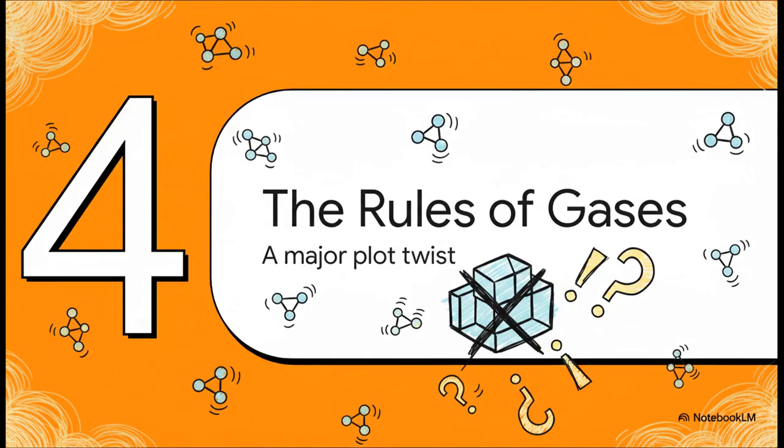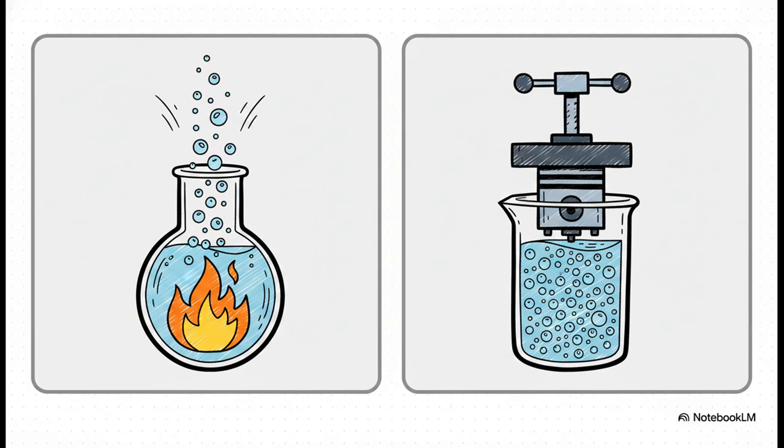Part 4. The rules of gases. Get ready for a major plot twist. So here's the twist. Gases do the exact opposite of solids when it comes to heat. The temperature rule dictates that gases actually become less soluble as temperature increases. Heat literally forces the gas out of the liquid. But there's a second factor at play here, pressure. According to Henry's law, gas solubility increases with pressure. If you want to force a gas into a liquid, you've got to squeeze it in there under high pressure.